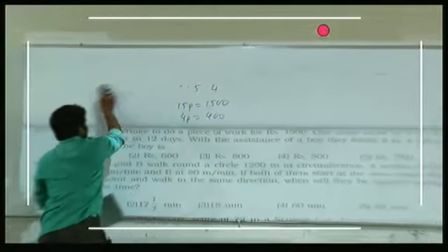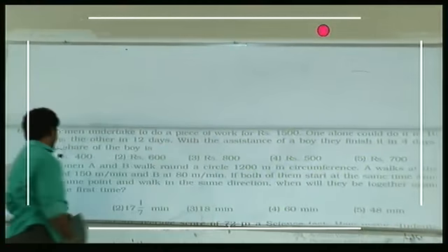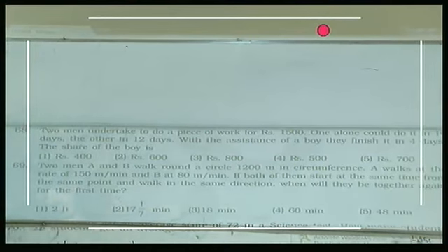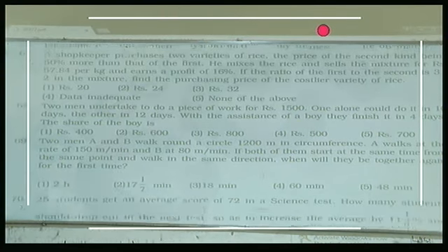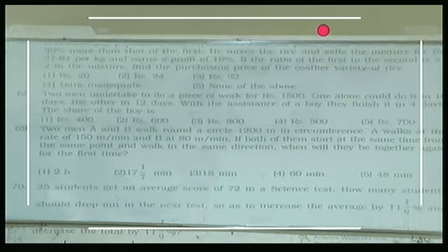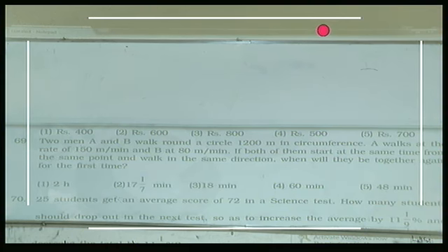Next, 69. Two men A and B walk around a circle 1200 meters in circumference. A walks at the rate of 150 meters per minute, B at 80 meters per minute. If both of them start at the same time from the same point and walk in the same direction, when will they be together again for the first time?